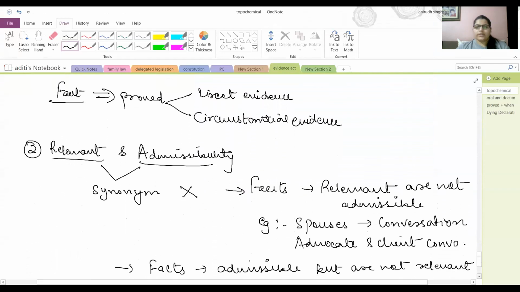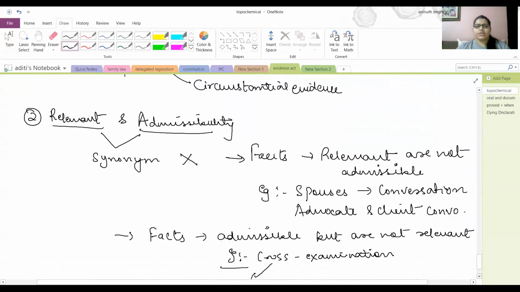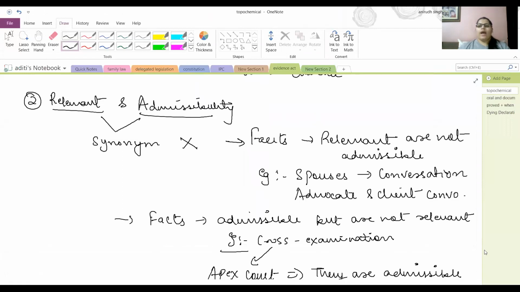Now, there is another term which is called relevant. As I was explaining, relevant fact. We have understood what a fact is, right? That it can be a physical fact or a psychological fact. What are physical facts? What are psychological facts? Now, let's understand what this term relevant means. There are certain areas where relevant and admissible are considered synonyms of each other. But in reality, they are not synonyms of each other.